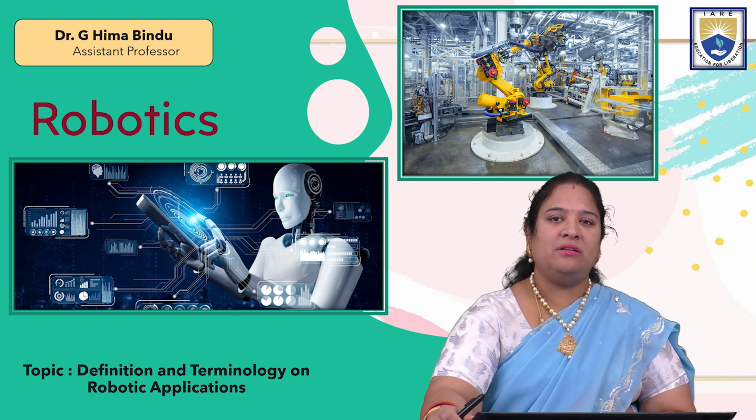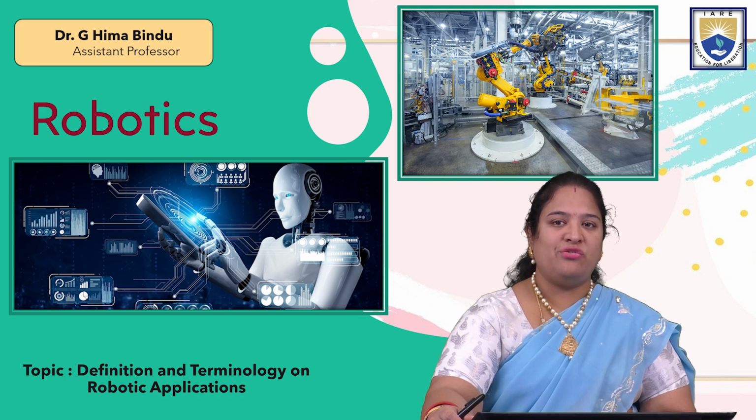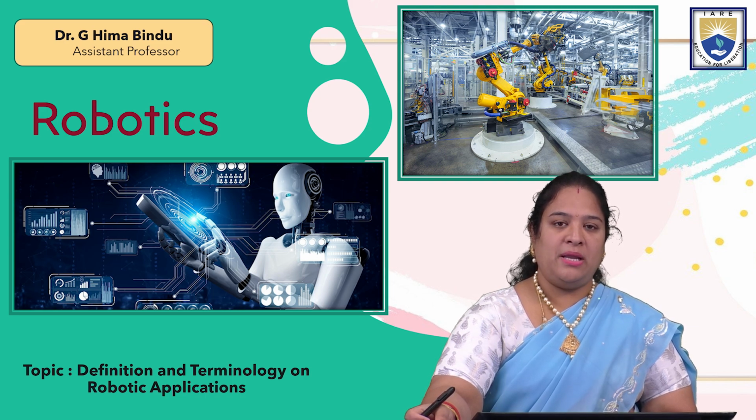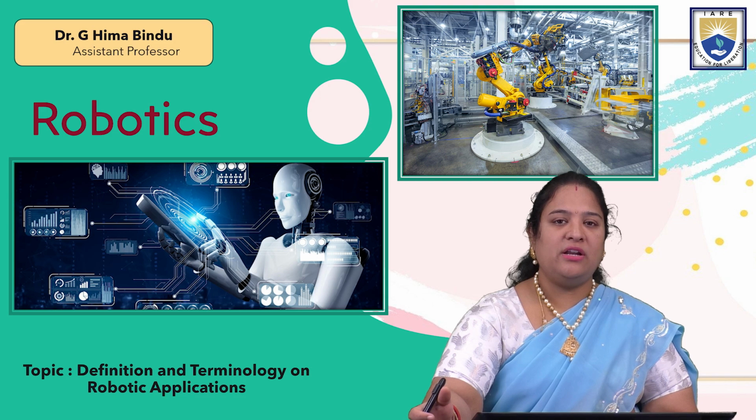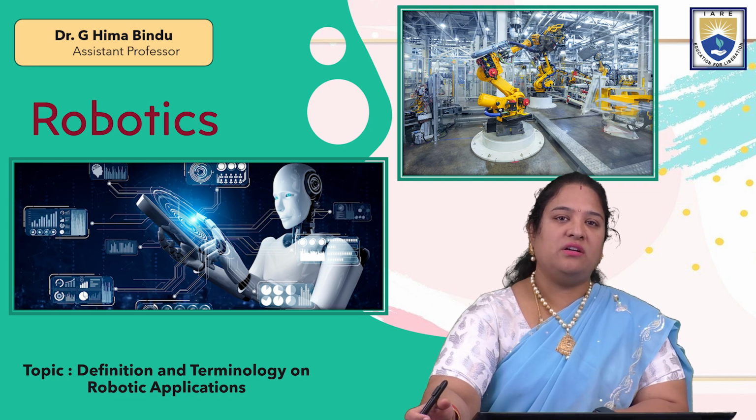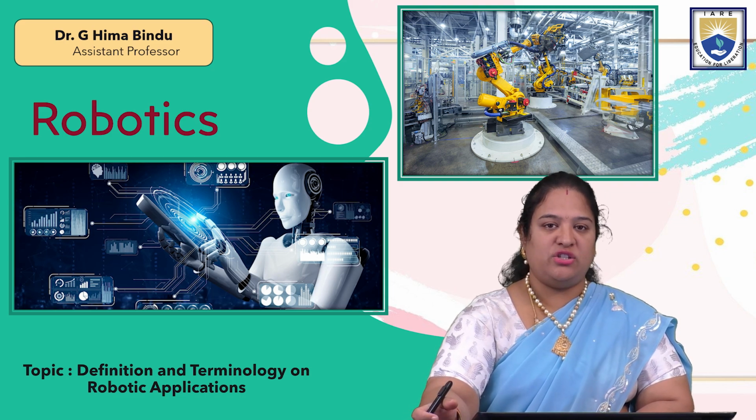Firstly, before we step into the definitions and terminology, we need to know what the various applications of robots are. Generally, robot applications are used in industries, in mechanical and automobile industries, like painting, welding, spray painting, or in agriculture fields, in military areas, in hospitals. In all these sectors, we use robots. So how this particular robot application has been implemented and how we are using it, we will be discussing in today's session with short definitions and terminology.